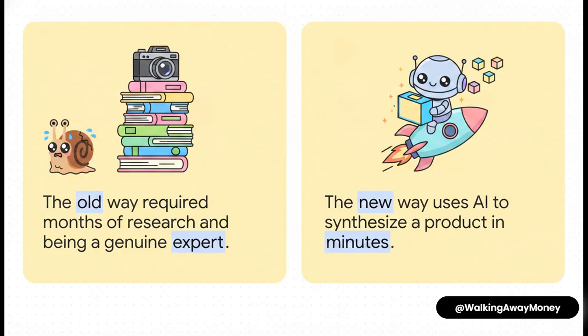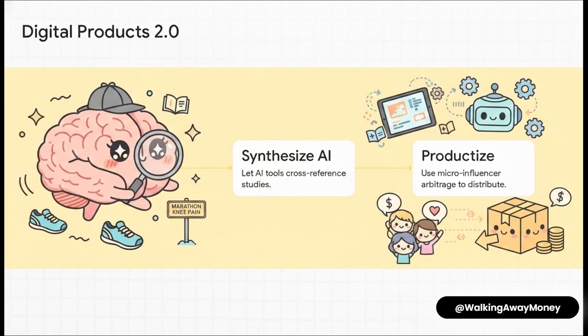In the past, creating a digital product took months of painful research, hiring expensive film crews, and having decades of deep personal expertise. Not anymore. Today, specialized AI tools can instantly cross-reference thousands of studies and synthesize them into a highly valuable product for you. You don't even have to show your face. In the playbook for this, it's exactly 3 steps.